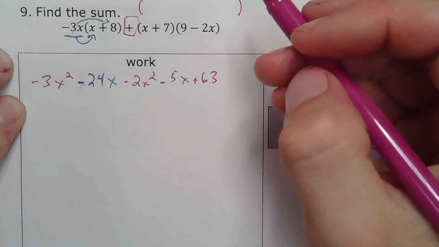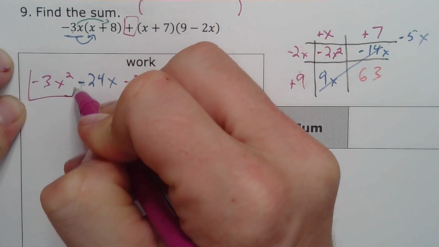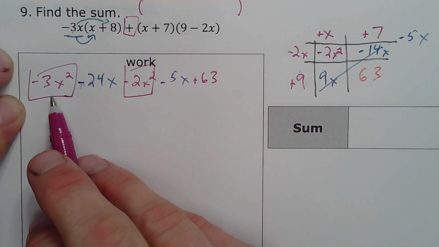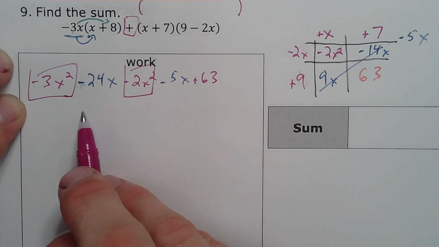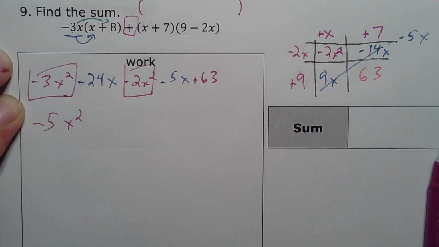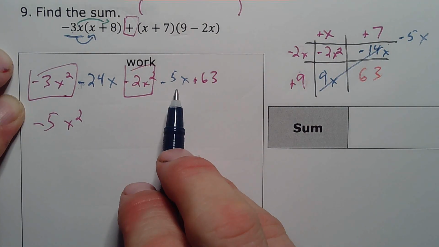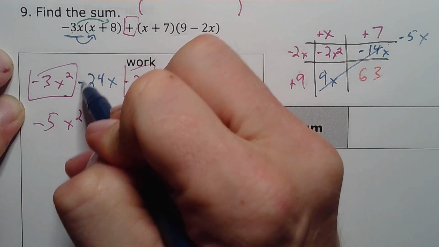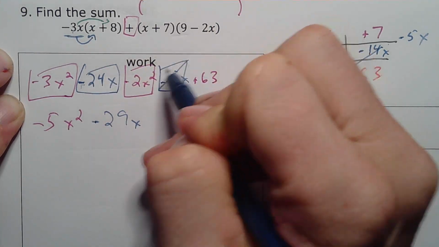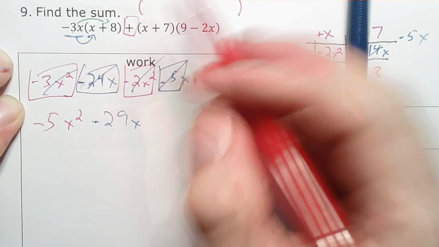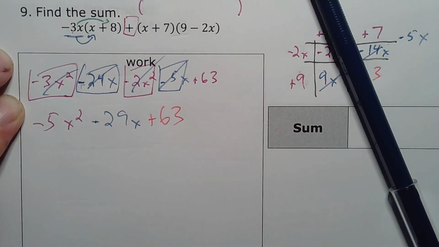All right, now I have to combine like terms. Negative 3x squared, negative 2x squared is going to be negative minus a negative, making it more negative. So it's going to be negative 5x squared. Then we have a negative 24x minus a negative 5x, making it more negative, to a negative 29x. So we got these ones down. Those are done. And we have plus 63. Plus 63, and we are done with that one.